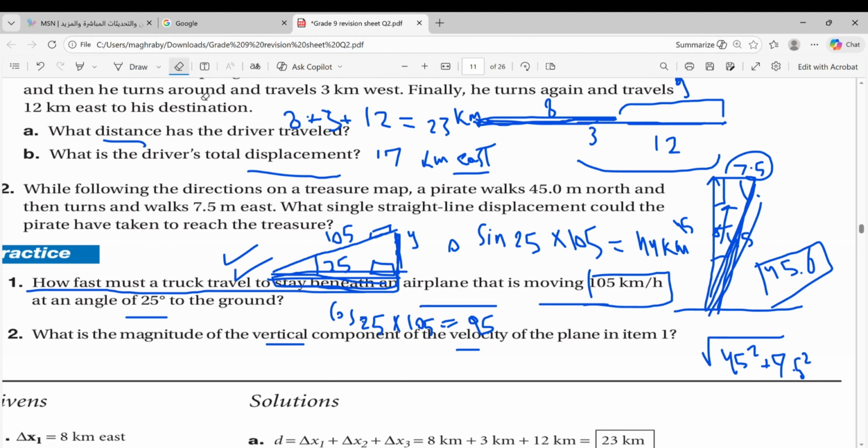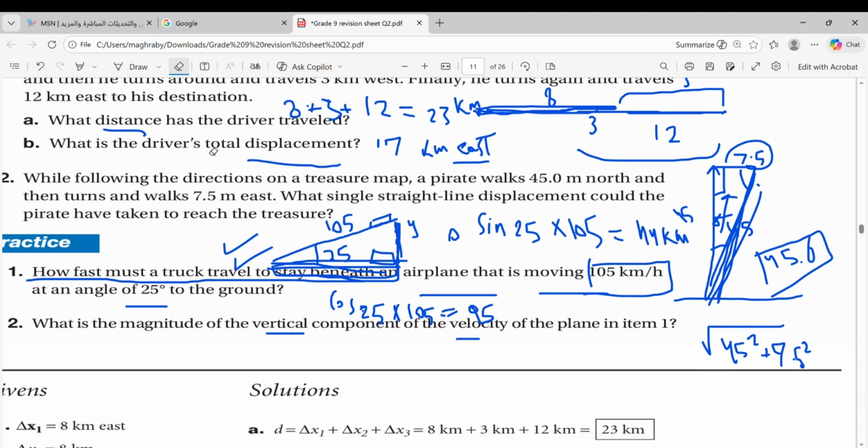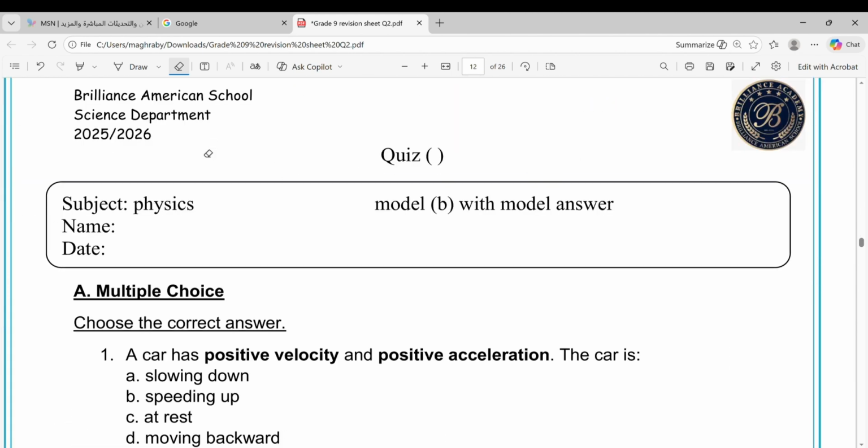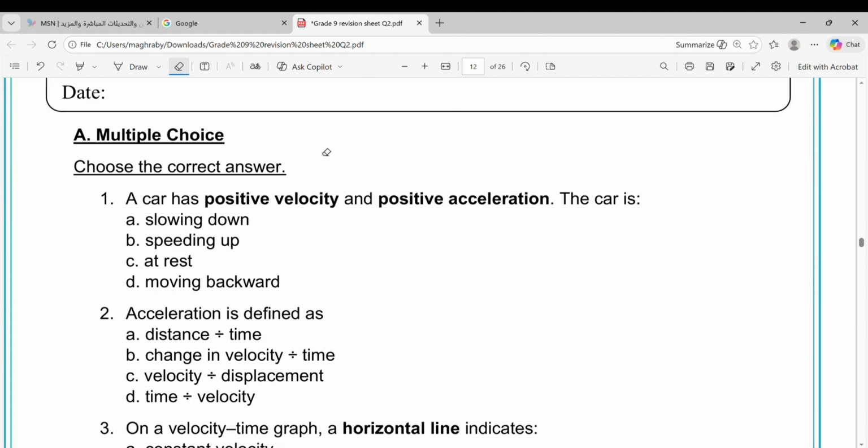Let's get to the quizzes. We would just like to solve them very fast. Okay, we don't have much time. So positive velocity and positive acceleration. Positive times positive equals positive. So that means it's speeding up.